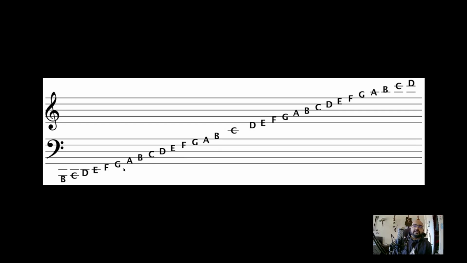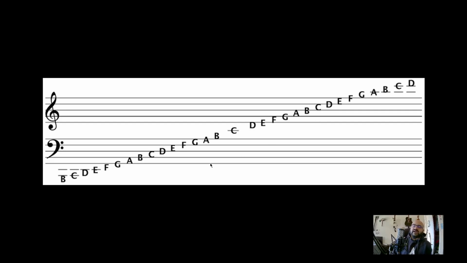The mnemonic for this one you could use is "good boys don't fight always." You might see the similarities in the mnemonics from the previous one, and that also helps you remember that bass clef is just running two notes ahead of the treble clef.